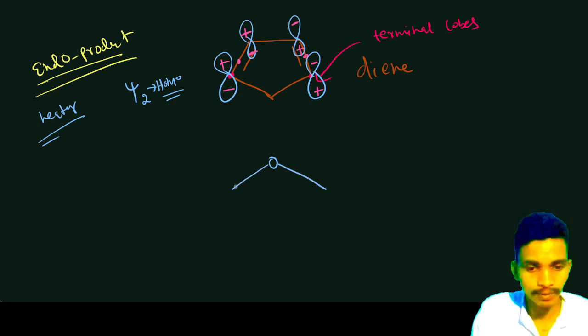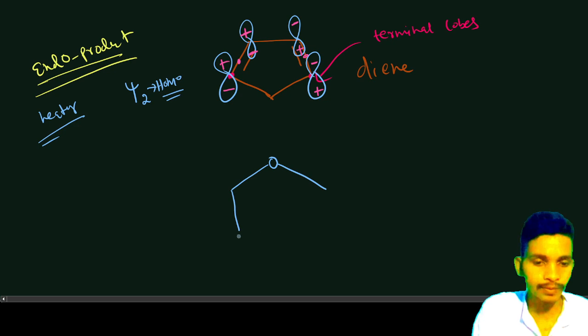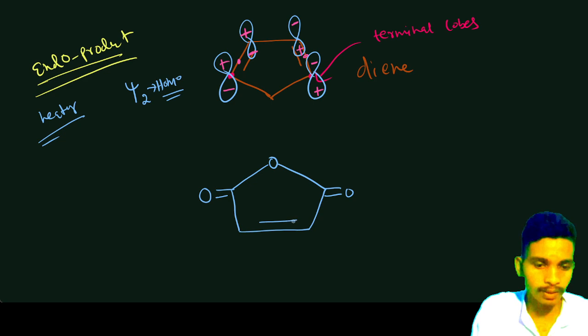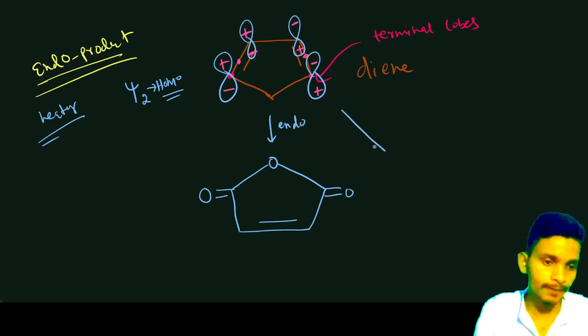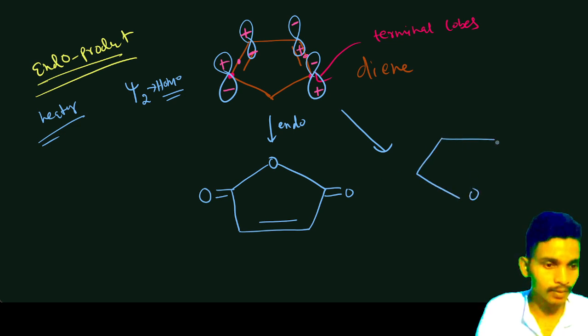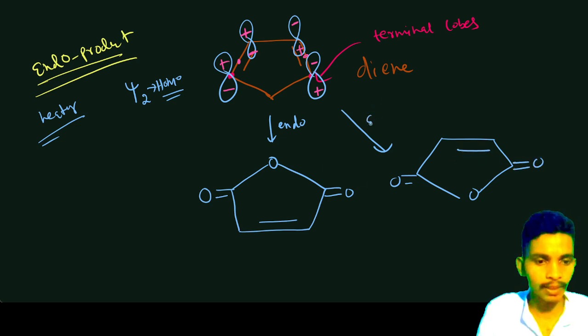Now for the dienophile for the endo product, oxygen will be here, and this is going to be like this, and we have this one, and we have this one. Here we have these groups. If this interaction is happening, then this is for the endo. And if the dienophile is in this orientation, let's say like this, with this and this, then this is called the exo product. Here the exo product will happen.